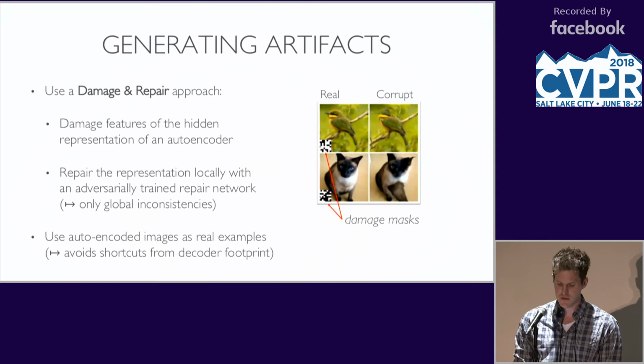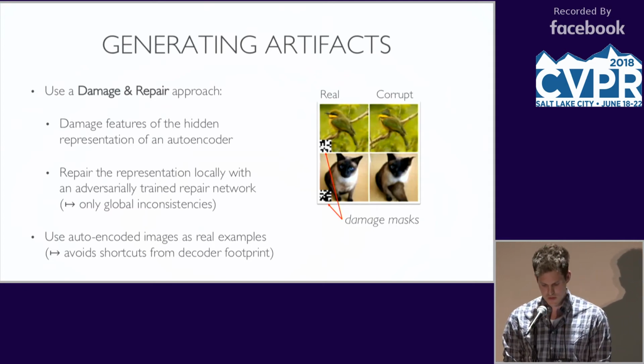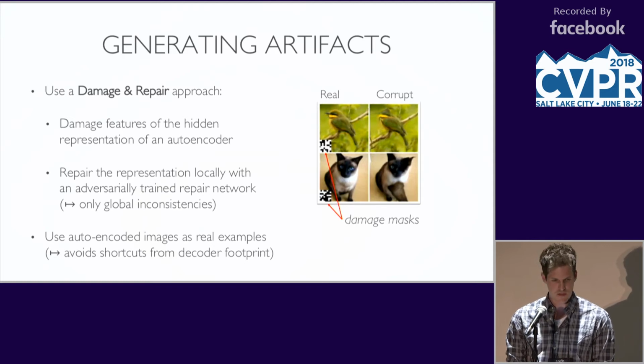First, we randomly corrupt feature vectors in the hidden representation of an autoencoder, and then we repair the corrupted representations only locally. This process will result in global inconsistencies. Locally, however, image patches and textures will look realistic. To avoid shortcuts by detecting the decoder fingerprint, autoencoded images are fed as real images to the classifier.